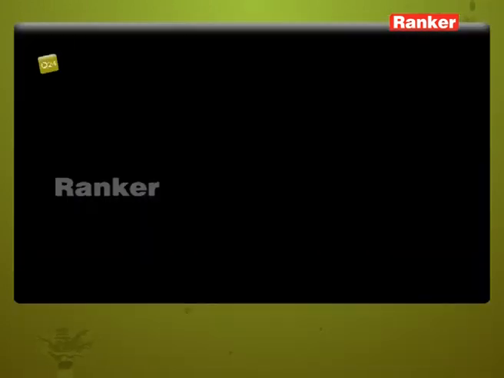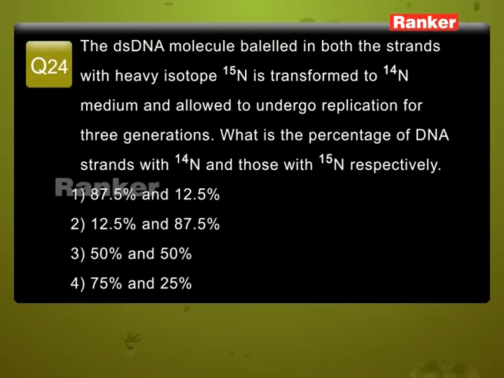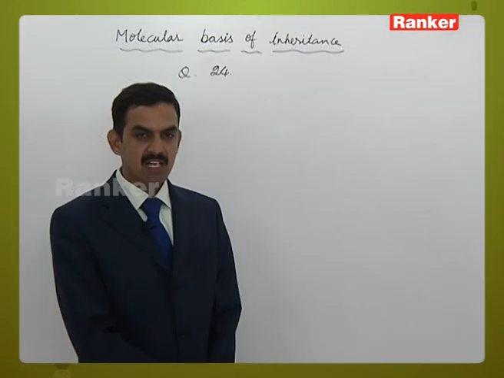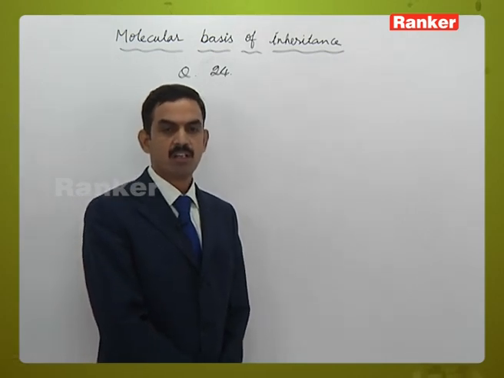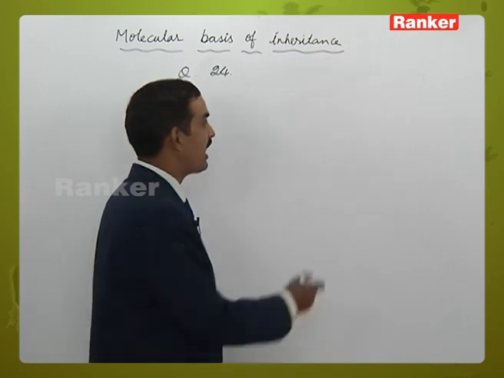Question number 24, the double-stranded DNA molecule labeled in both the strands with heavy isotope N15 is transferred to N14 medium and allowed to undergo replication for 3 generations. What is the percentage of DNA strands with N14 and those with N15 respectively? Options: 1. 87.5 and 12.5, 2. 12.5 and 87.5, 3. 50% and 50%, 4. 75% and 25%.